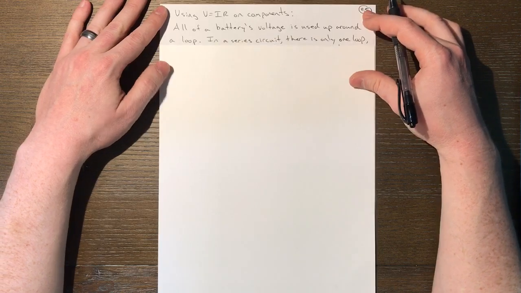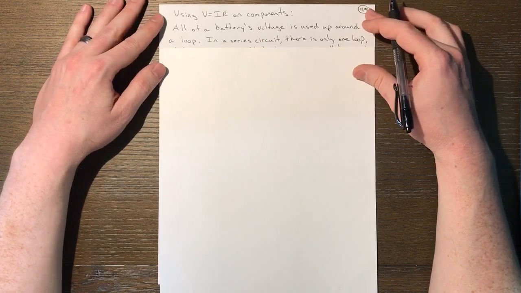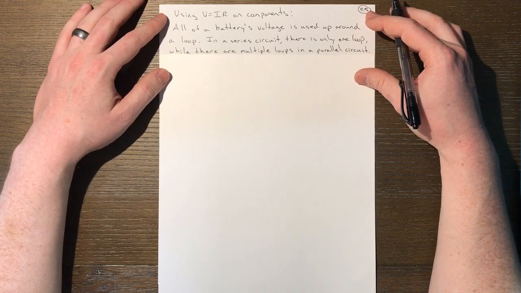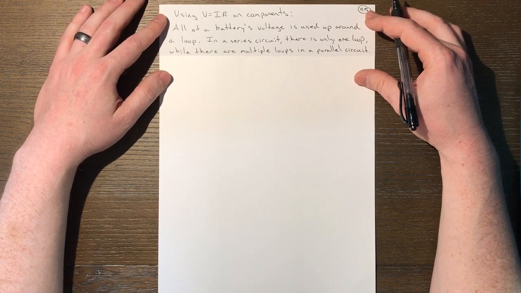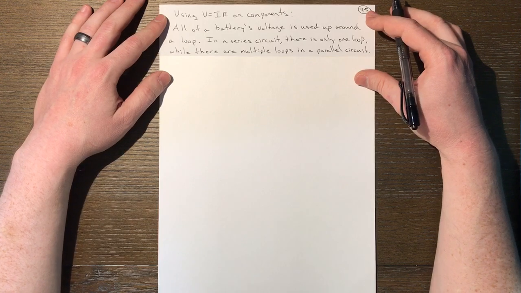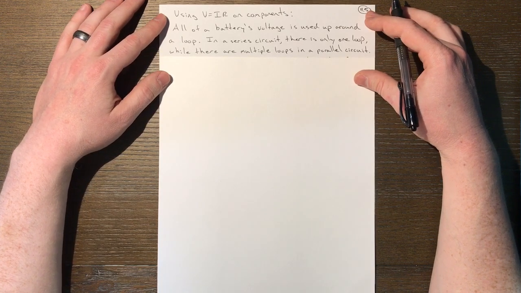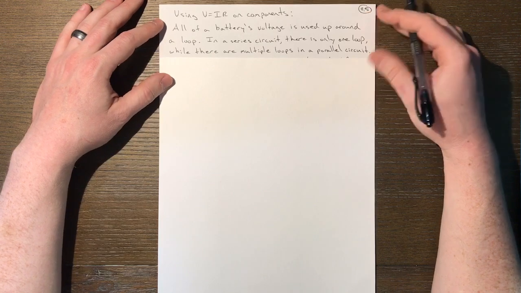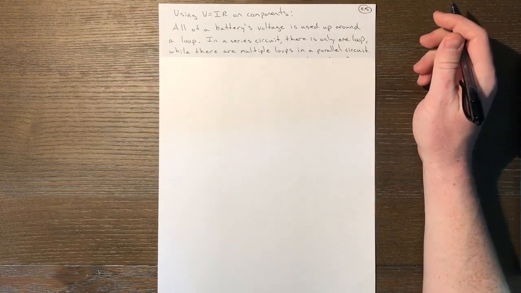All of a battery's voltage needs to be used up whenever you go around a loop. Now in a series circuit, there's only one loop, so this is pretty straightforward. There's only one path you can possibly take, and you need to spend all your voltage along that path. In a parallel circuit, however, there can be multiple loops, and so you need to make sure that on any given loop you take, you're spending all of your voltage.